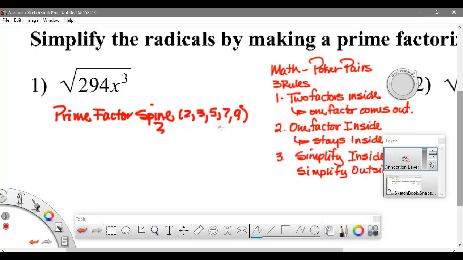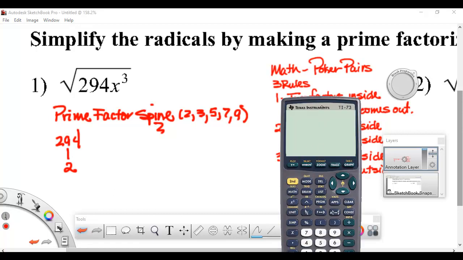And instead of using a prime factorization tree, we're going to use something I call a prime factorization spine. So instead of going up and down, this thing's going to go left to right. And we're going to start by checking numbers 2, 3, 5, 7, and sometimes 9. So if something's divisible by 2, we do it till 2's run out, then we check 3's. When the 3's run out, we check 5's, and so forth all the way to 9. So we're going to start with a 2 because it looks like it's an even number because it ends in 4.